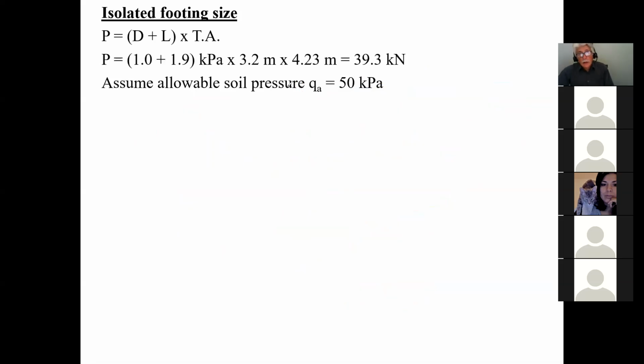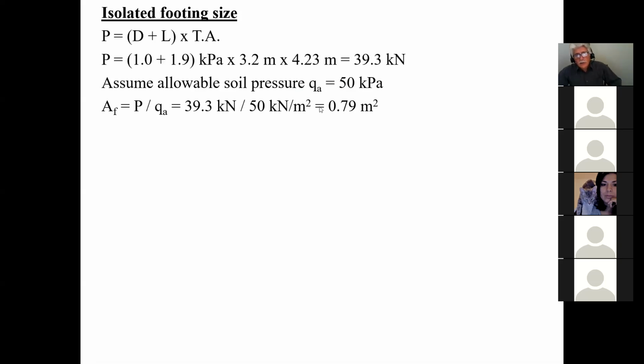So like I said, this is assumed. And if I was doing this in real life, I would actually mandate a lab to go out there and give me the QA. That's what I would actually do.